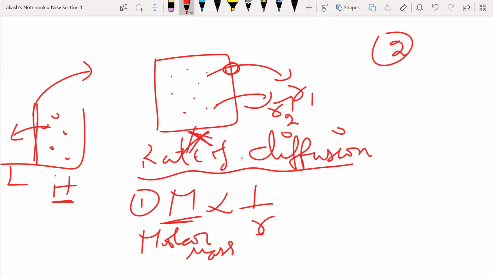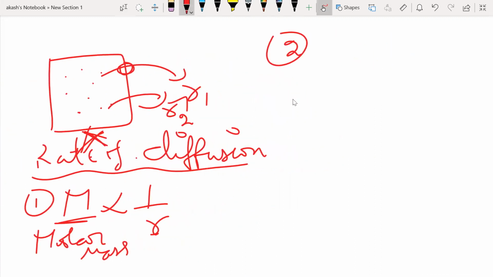Right? So the second one is definitely going to be temperature. Temperature is going to be directly proportional to the rate of diffusion or effusion for that matter. Okay, the third one is about the pressure of the gas inside.